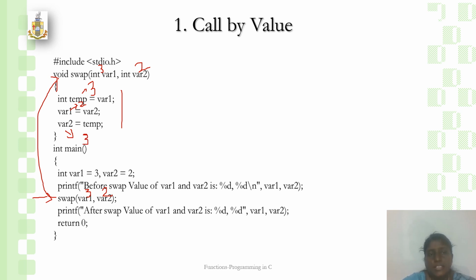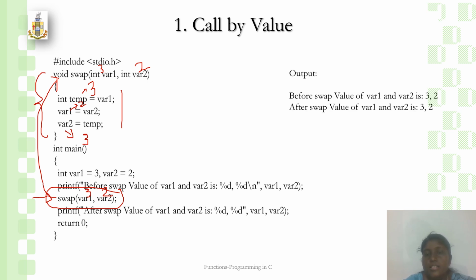So after this, the value has to be changed after the swapping. But call by value will not, sorry, the changes which have occurred inside this function will not be affected here. So now look into this output. The before and after swapping, the values remain unchanged. So this is how the working procedure of call by value works.